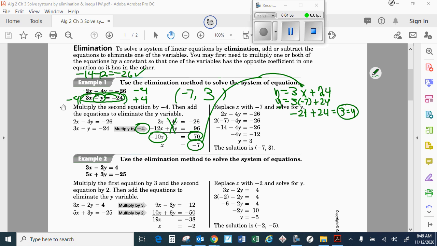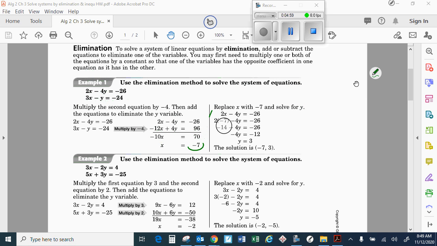Okay? So there's that example. Let's go to the next one.